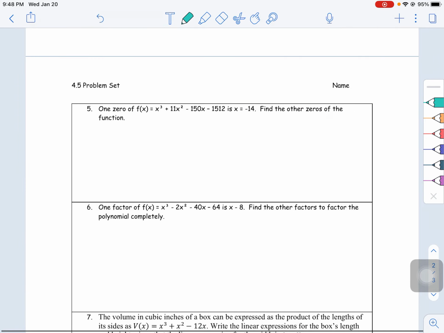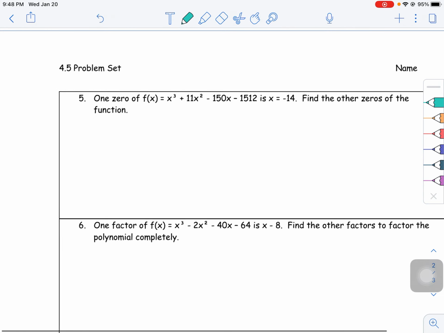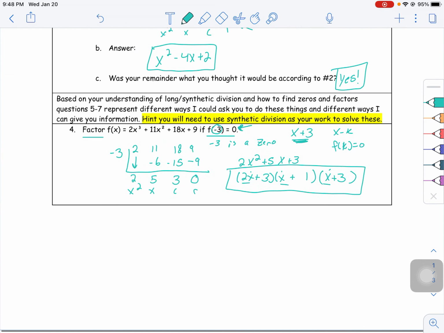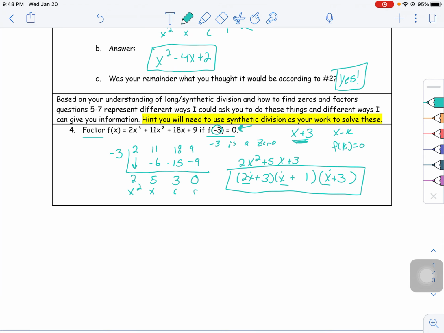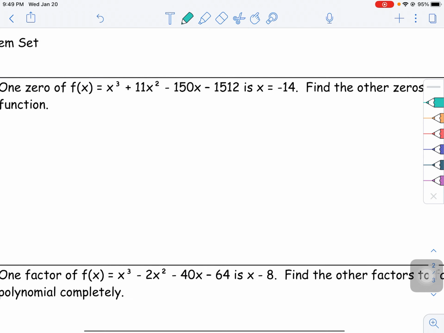All right. On to number 5. It says one zero of f of x equals x cubed plus 11x squared minus 150x minus 1,512 is x equals negative 14. Find the other zeros of this function. Again, this is exactly like the last question. The last question told us negative 3 was a zero. This question is now telling us negative 14 is a zero. So that tells us x plus 14 is a factor.